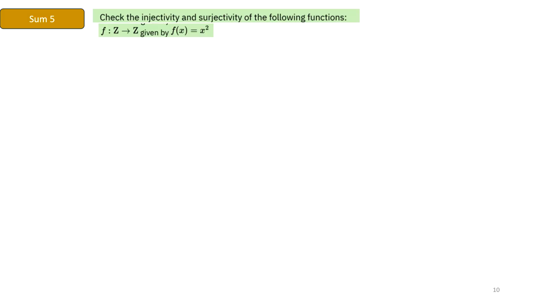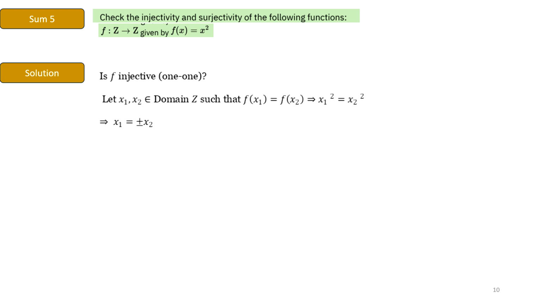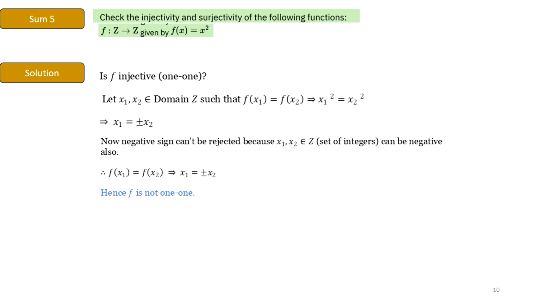Check the injectivity and surjectivity of the function f(x) = x². Here both domain and codomain are the set of integers. Is f injective? Like in the previous example, equating f(x1) and f(x2), we get x1 is equal to plus or minus x2. But in this case, the negative sign cannot be rejected as x1, x2 belong to the set of integers Z. Hence, f is not a one-one function.